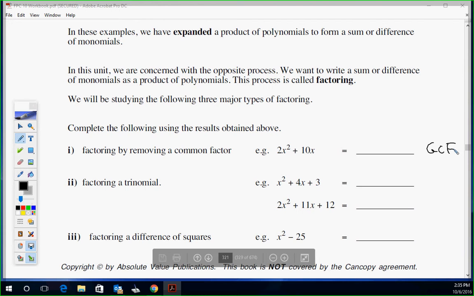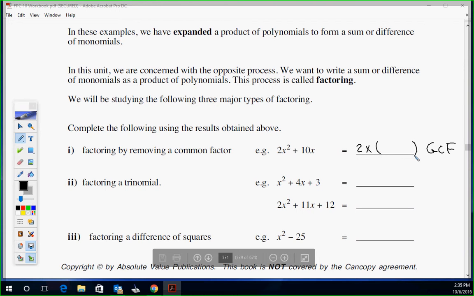So what happens here is, and I'll get to this, so you're not going to understand what I'm saying right now, so be patient. But these both have a 2 in common and an x in common. That's their greatest common factor. And so we pull a 2x out. And once you identify your greatest common factor, you divide it out.